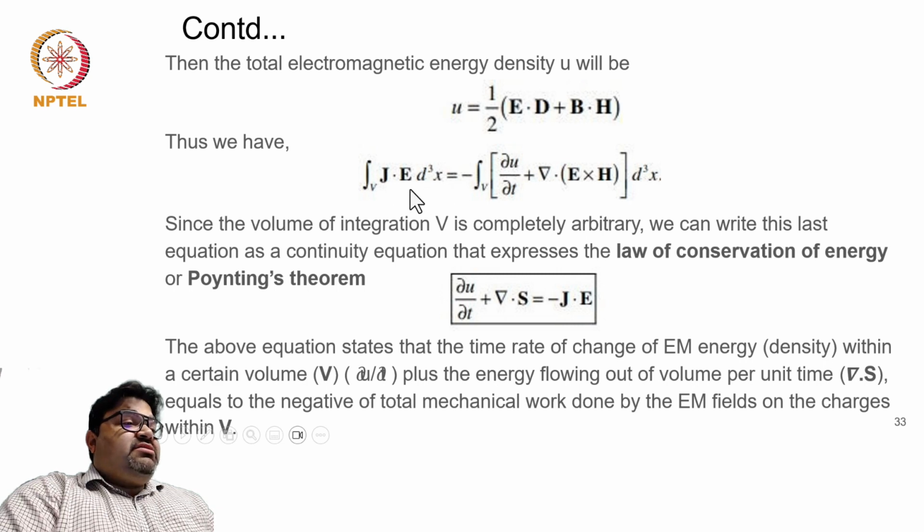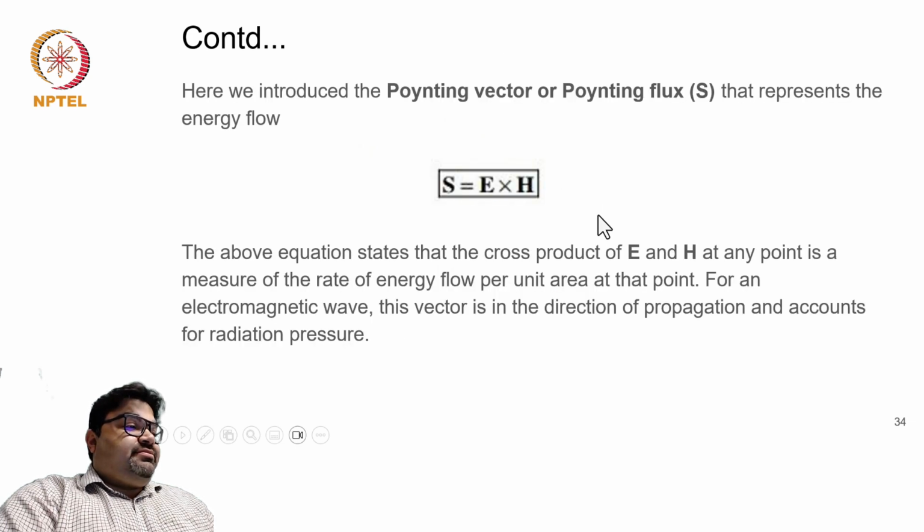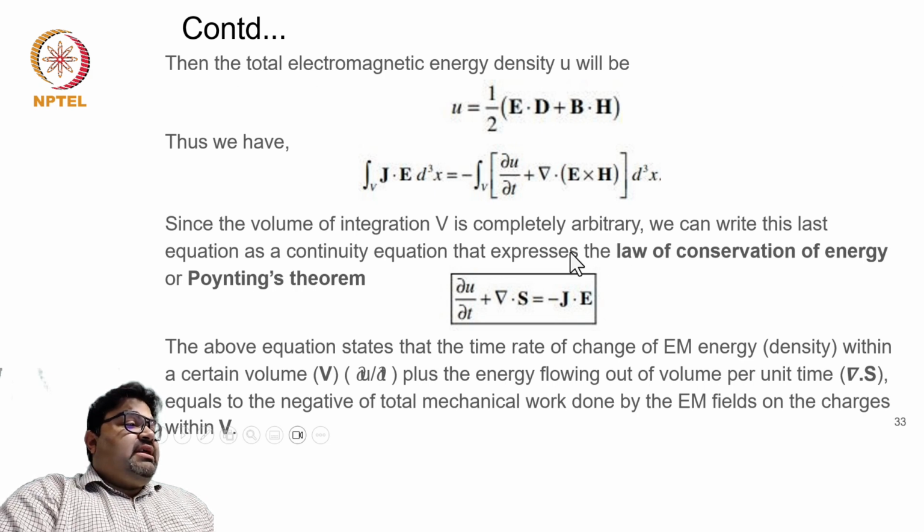And then you also have, putting into the expression, J dot E, the volume integral of that is equal to the volume integral of, replace that J dot E with del U del T plus divergence of the cross product of E cross H. Since the volume integration V is completely arbitrary, we can write this last equation as a continuity equation, and that one in the box is now called the Poynting's theorem, or follows the law of conservation of energy.